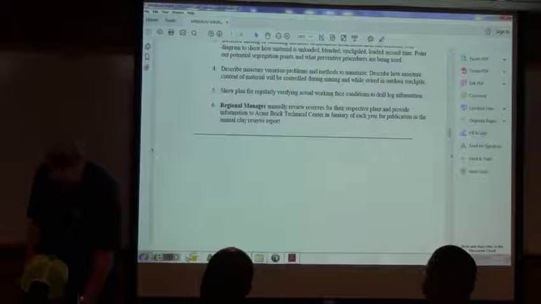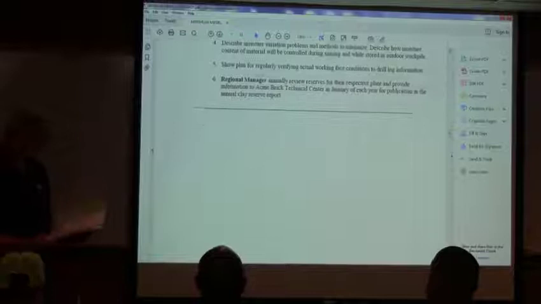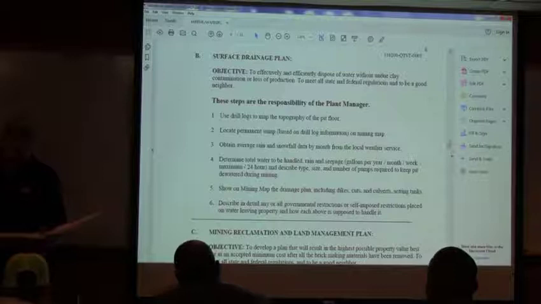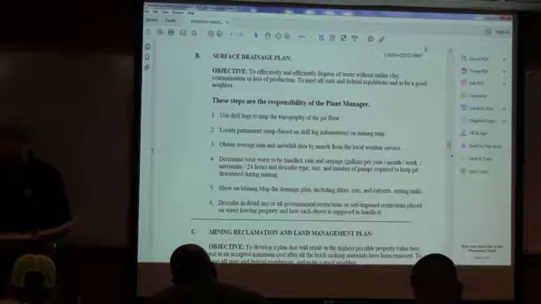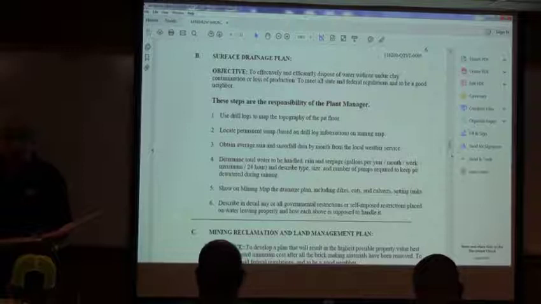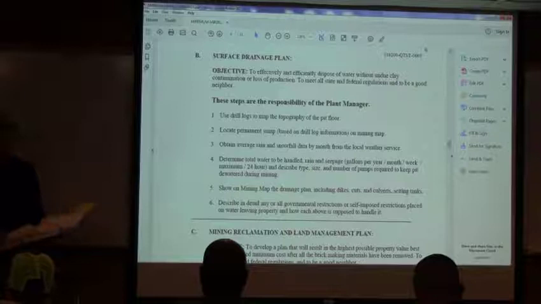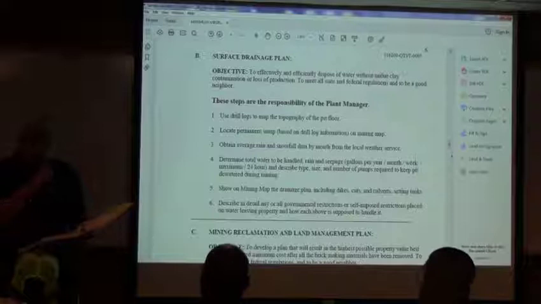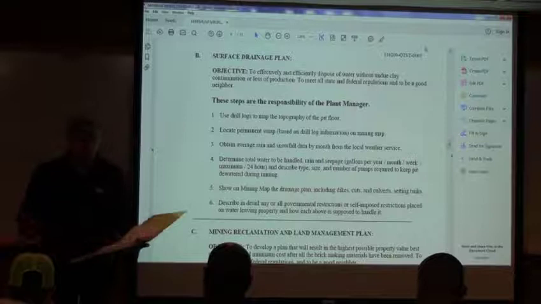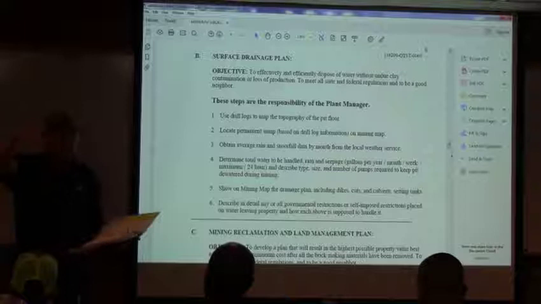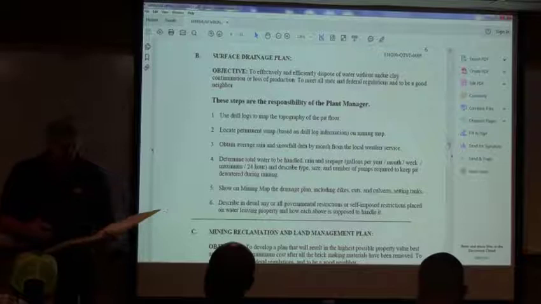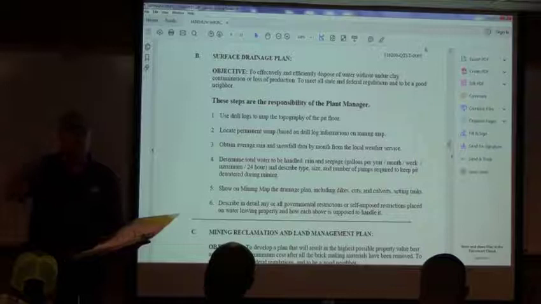Surface drainage plan. I only hit a couple of points here. It says the objective is to effectively and efficiently dispose of water without undue clay contamination or loss of production, to meet all state and federal regulations, and to be a good neighbor. This is basically just manage your water properly, right? I jumped down to locate a permanent sump. I thought that was a good idea. Some properties we can do that. We can put a permanent two-stage settling tank out there somewhere near our outfall, and it works great as we mine along. Some places it's a traveling sump, because that might not be your outfall, as in the case of Tan and Buff.